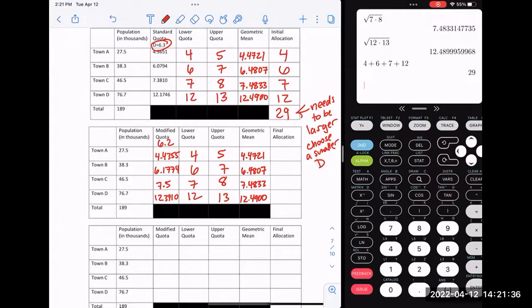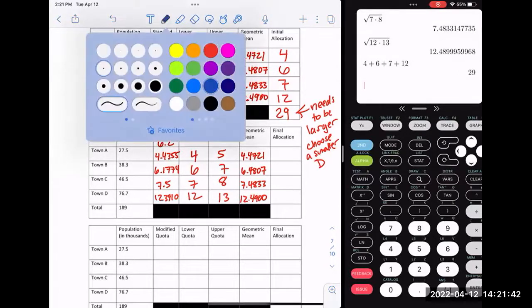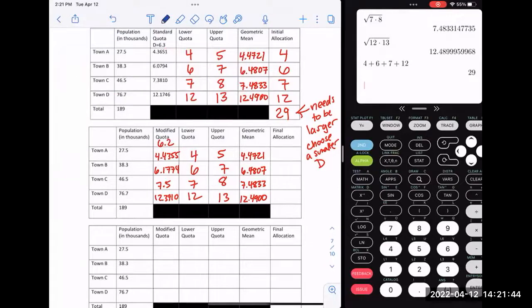All right, so if we compare these again, 4.4355 is smaller than that geometric mean of 4.4721. So that means I would use the lower quota. I would use 4.